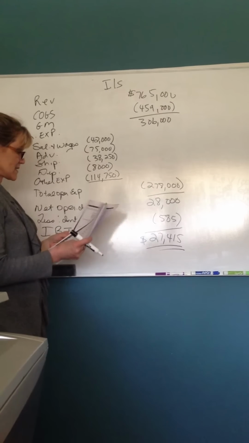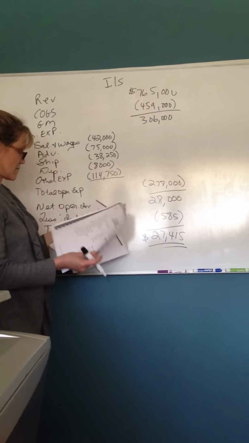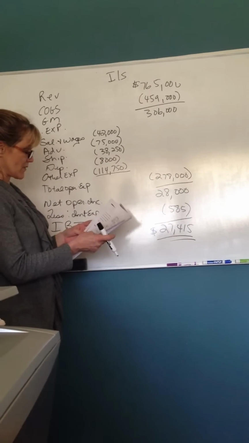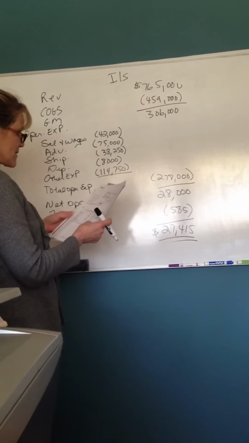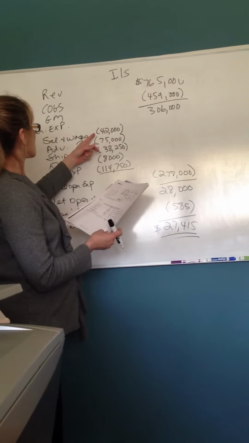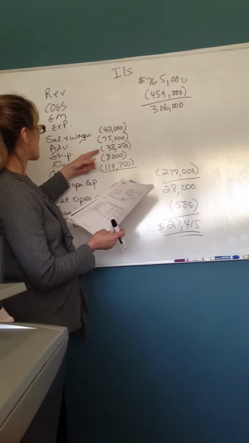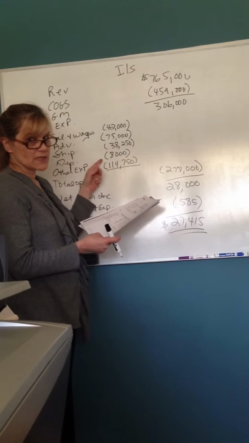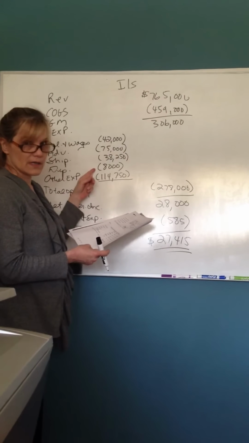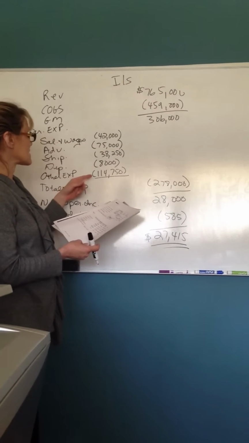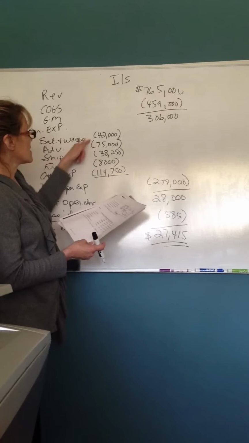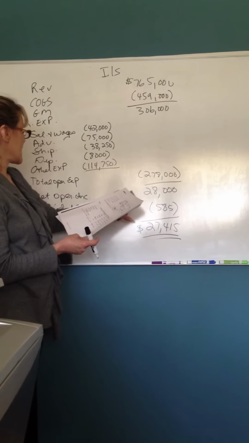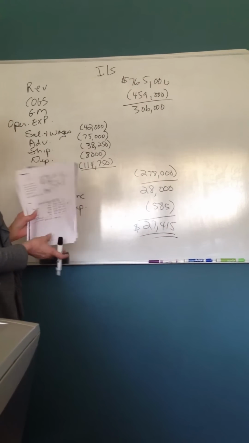Our operating expenses, we determined that on the same page. They all appear in the schedule of cash payments for selling and administrative expenses. So it's $42,000 for salary and wages, advertising $75,000, shipping's $38,250. Our depreciation shows on page 13. It's part of number 4. It's $8,000. And then our other expenses are $114,750. If we add these all together, we get $278,000. 306 minus the 278 gives us $28,000, which is our net operating income.